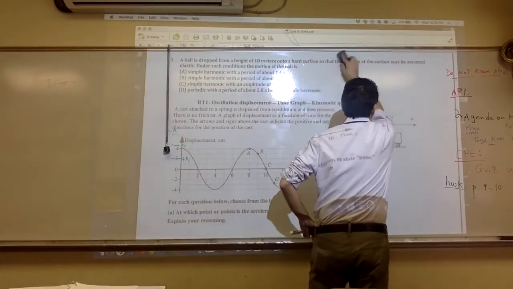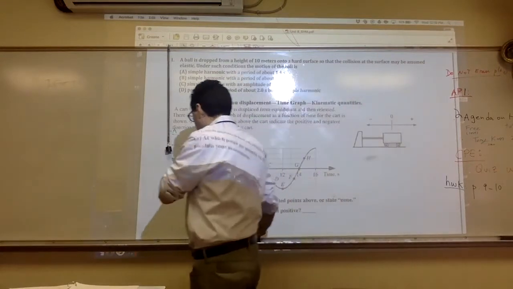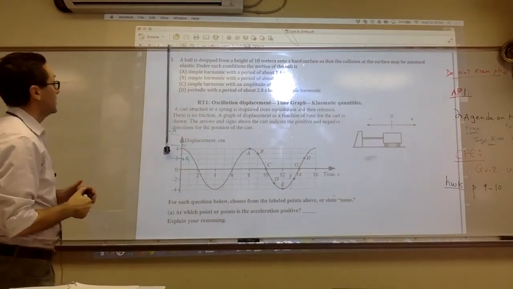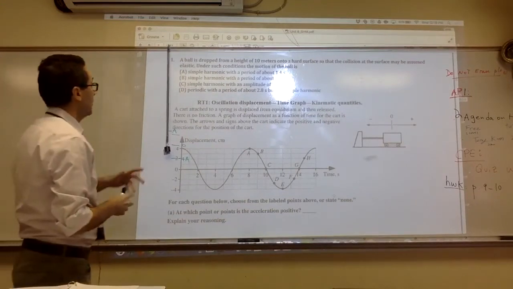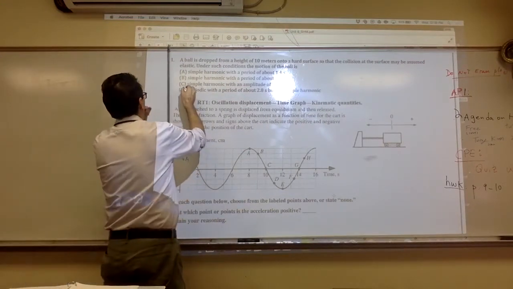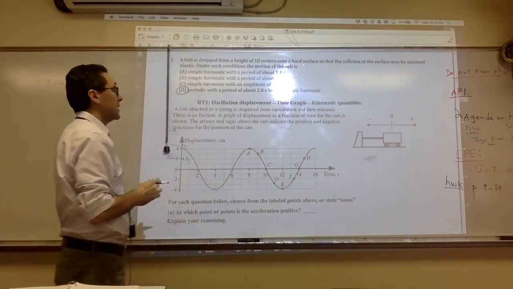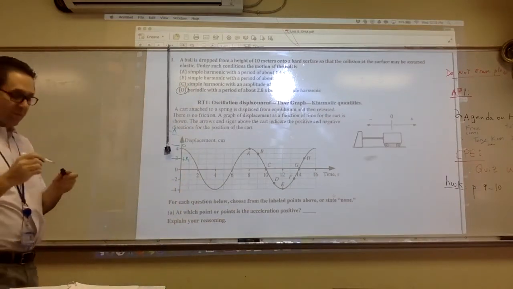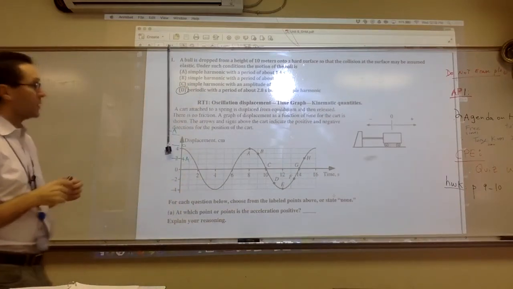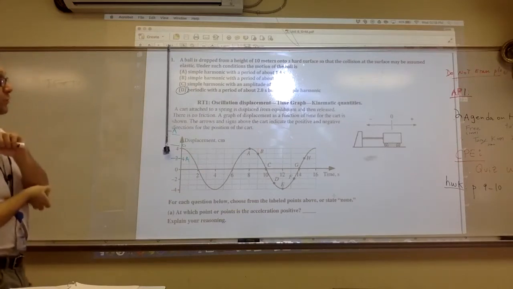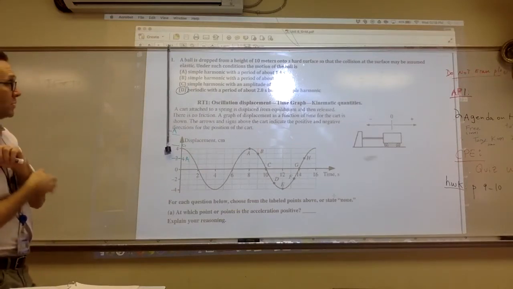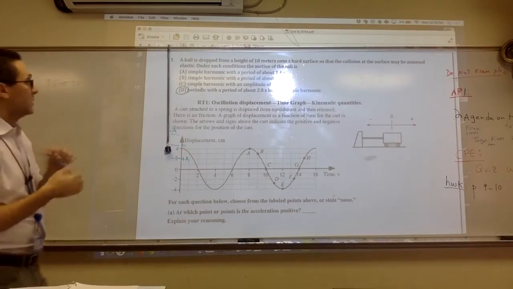So that was a quick summary of simple harmonic motion. So for this one here, this is periodic, but it's not simple harmonic motion. In order for it to be simple harmonic motion, the restoring force has to be proportional to the displacement, which is not the case here.